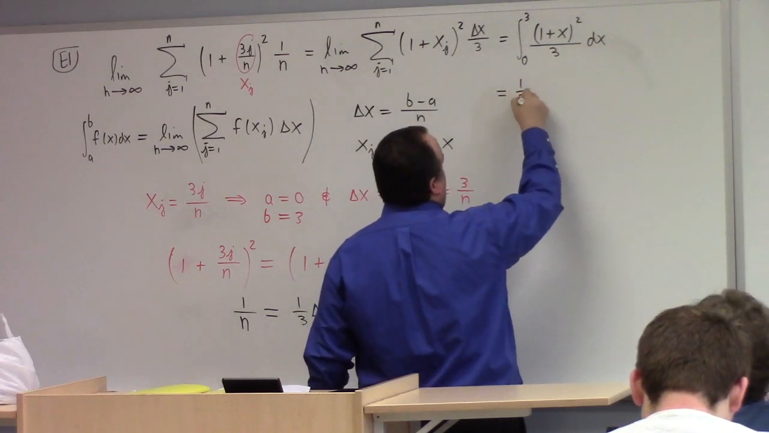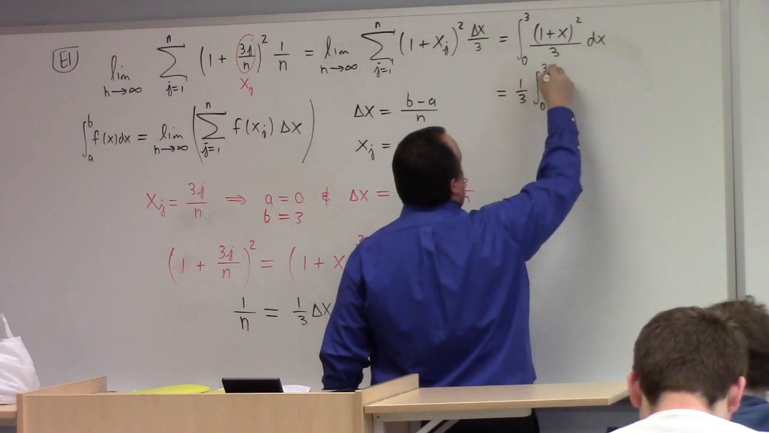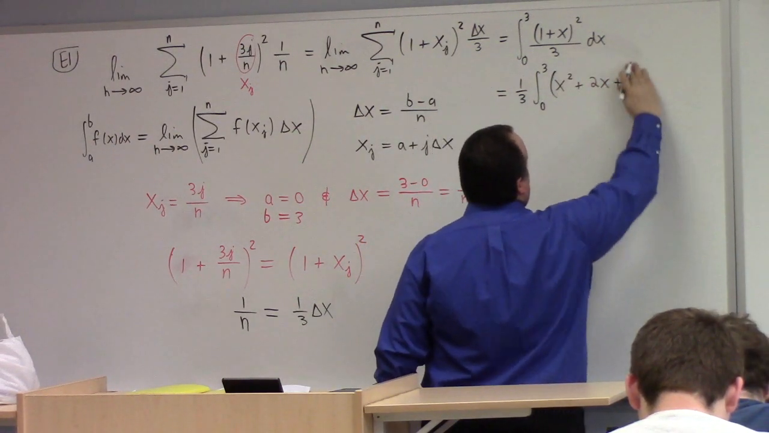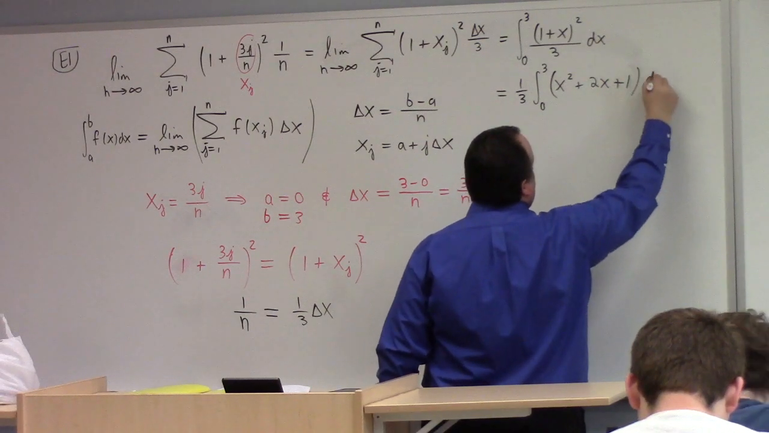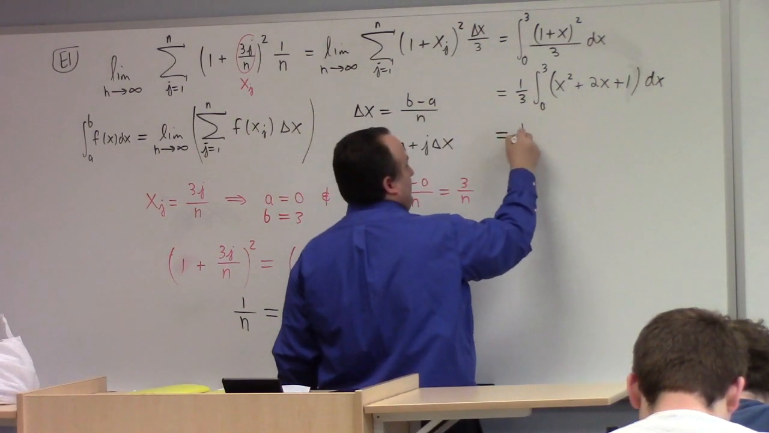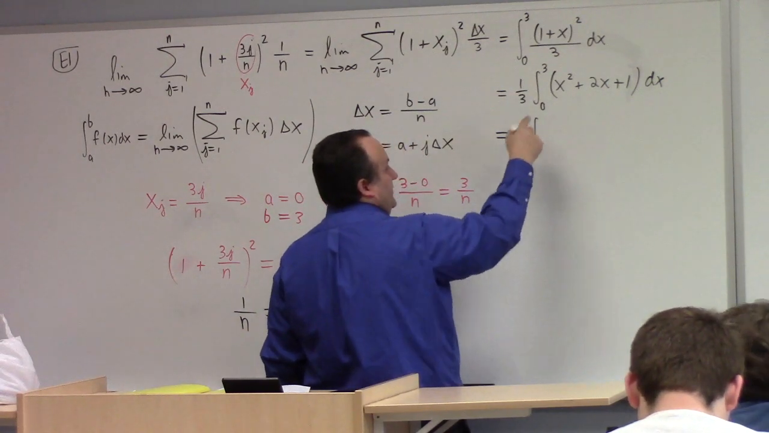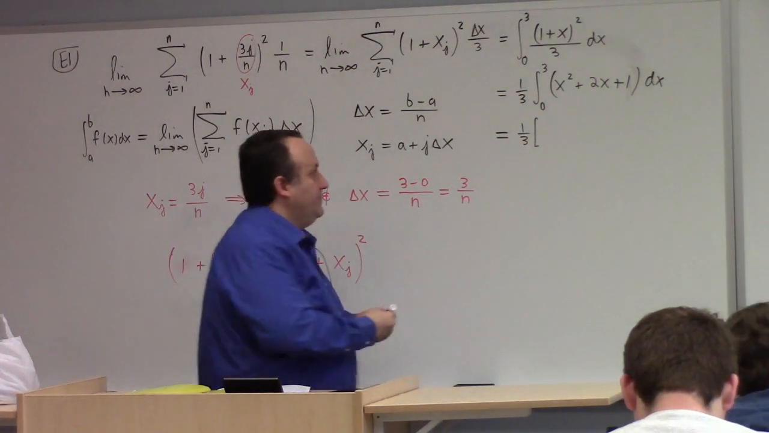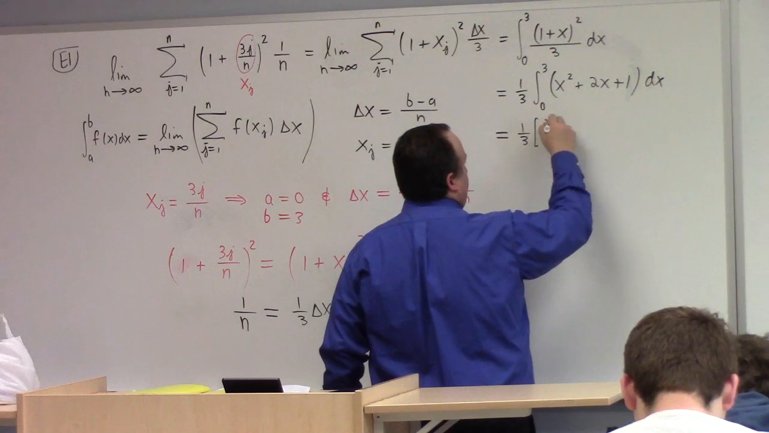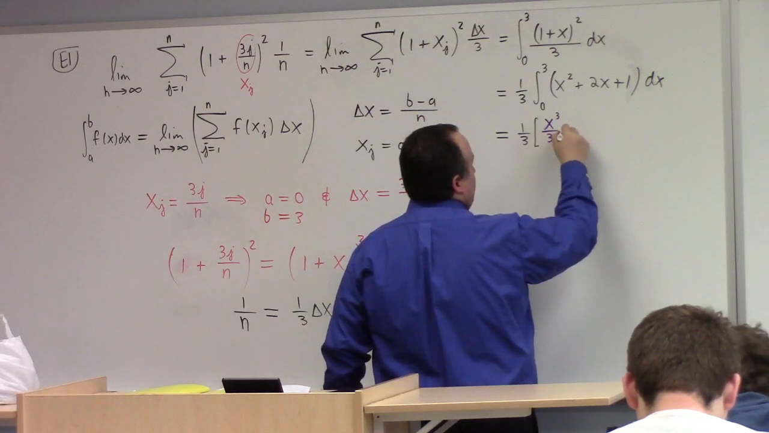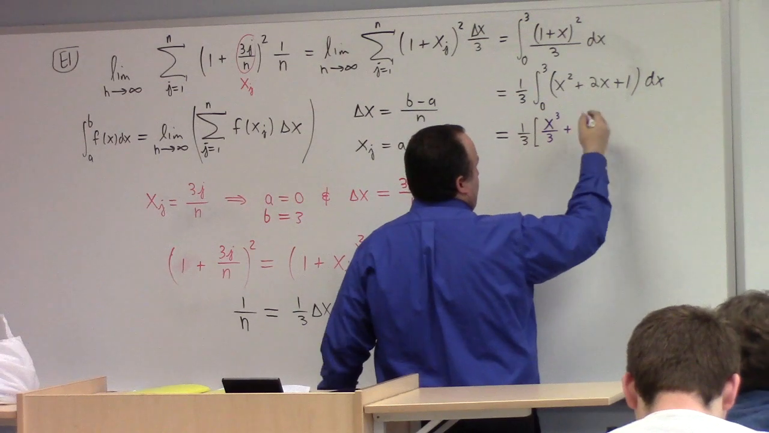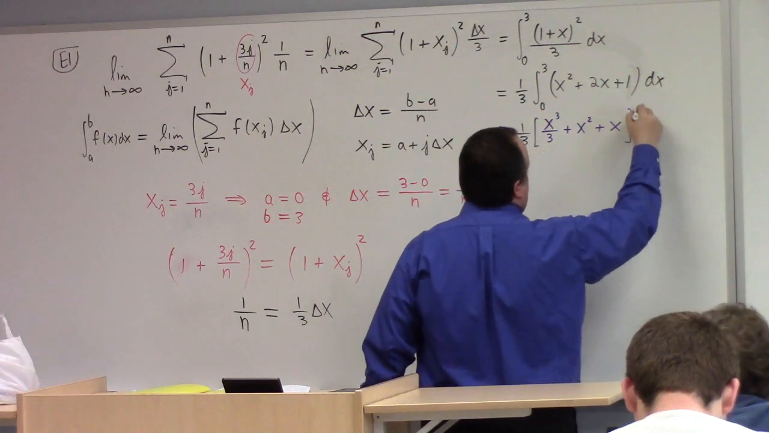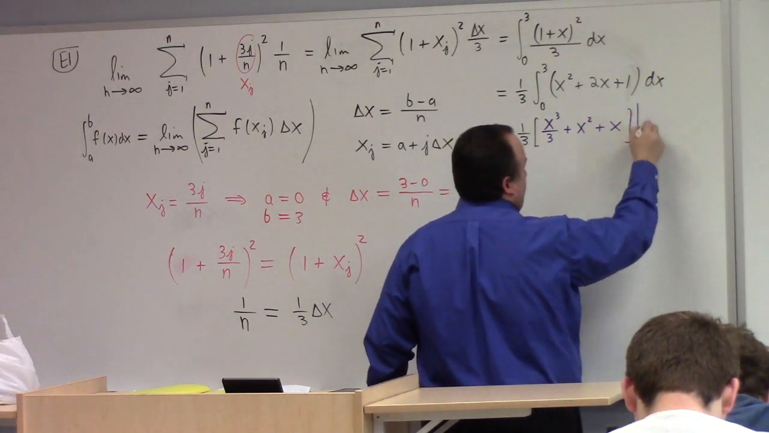So we got 1/3 integral 0 to 3 of x squared plus 2x plus 1 dx. The integral of x squared is 1/3 x cubed, right? So we got x cubed over 3 plus 2 over 2 is just x squared, so x squared plus x. And then FTC2 says you have to take the difference between 0 and 3, right?